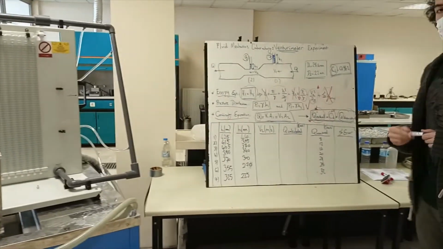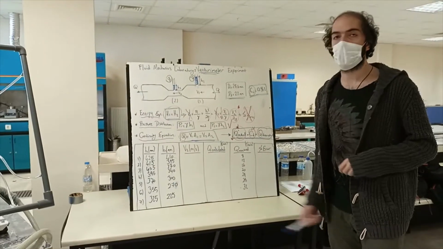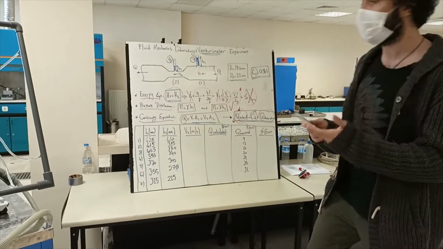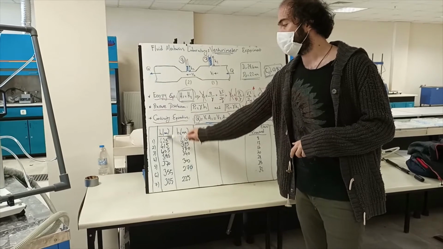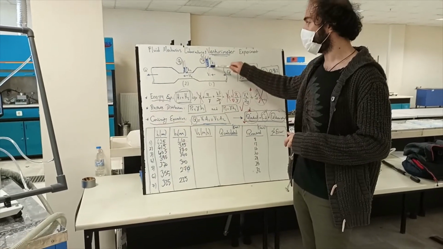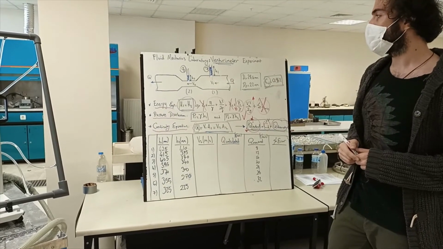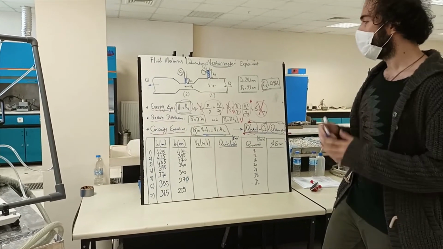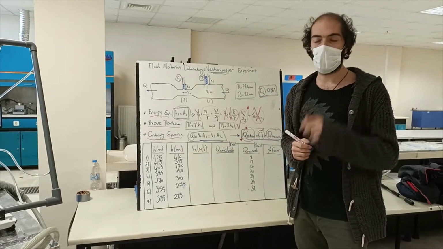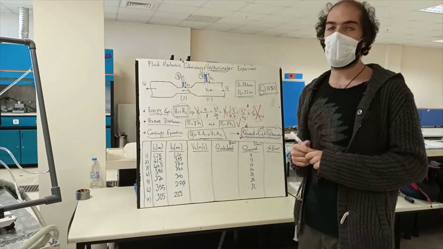So we fill this table. We gave you 7 different discharge values, and we read 7 different H1 and H2 values corresponding to water increase inside the tubes. So now let's summarize what we did so far.